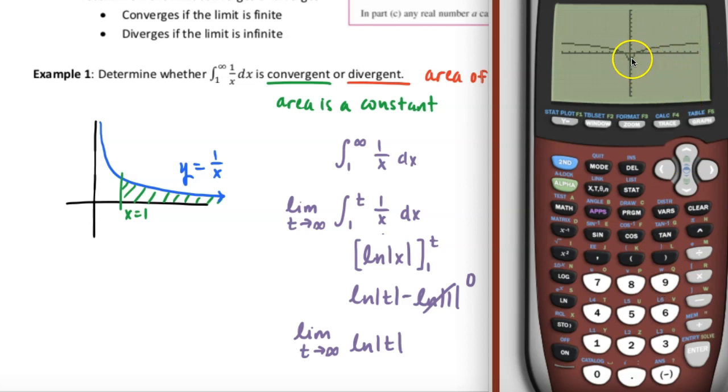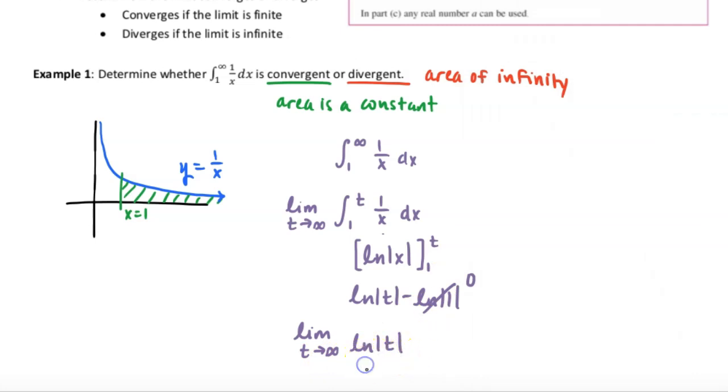I want to know what happens as x gets larger and larger. Maybe I can adjust my window so that my x max is 100. Now let's see what happens. While I'm going up slowly, can I see that as x gets larger and larger, my y value is still going to continue to increase? What that means is that as t approaches infinity, the natural log of the absolute value of t approaches infinity. And so this is going to give us a limit of infinity. Because our limit is not finite, the limit is infinite, this is going to diverge.